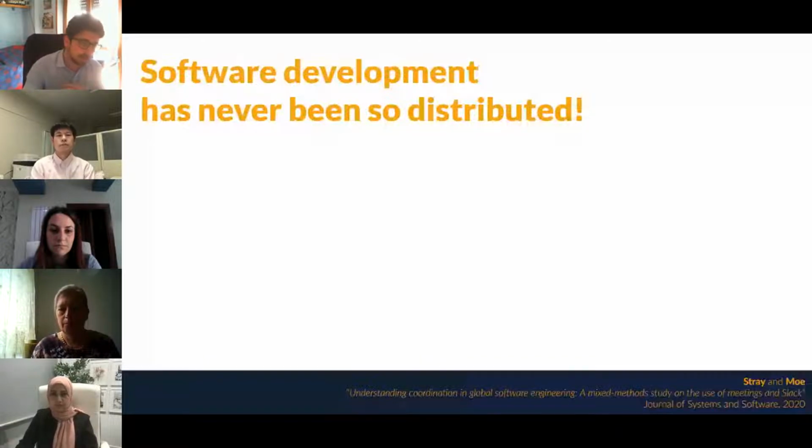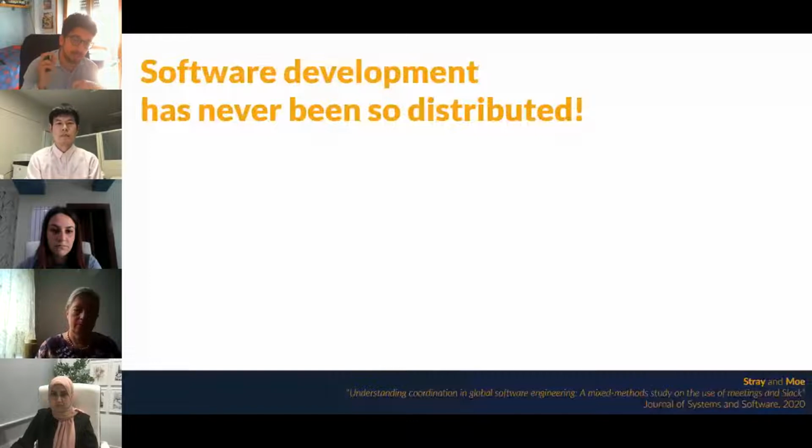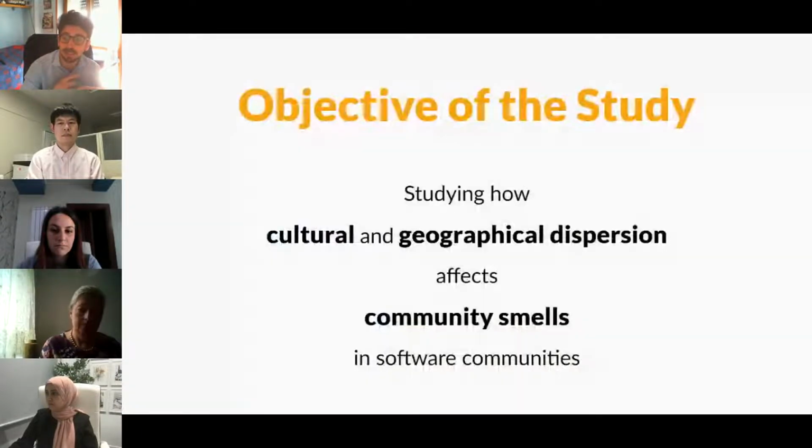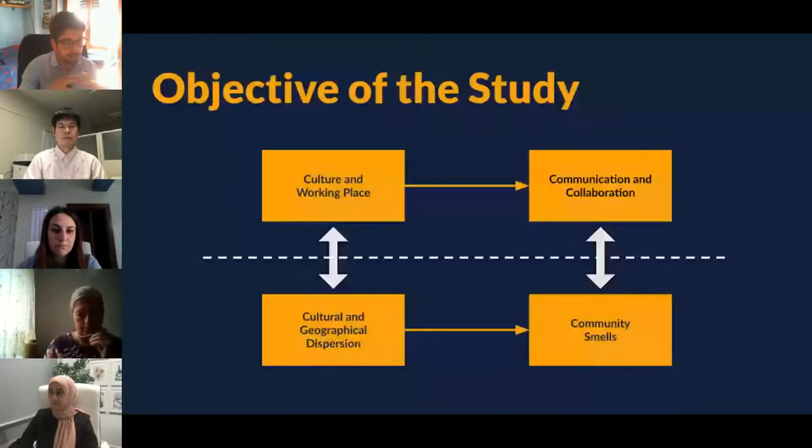Now, other works have already studied the relationship between these two factors, but in order to provide tools to manage this impact, recalling what Peter Drucker said, namely, if you can't measure it, you can't manage it, we decided to move from the qualitative field to the quantitative one, studying how cultural and geographical dispersion affect community smells in software communities. Now, allow me to present the ingredients of our recipe.